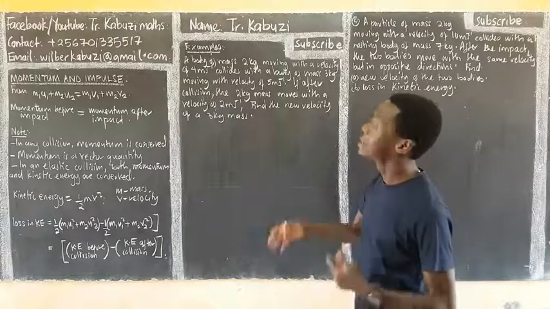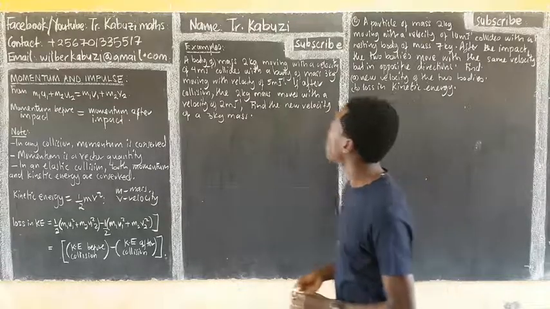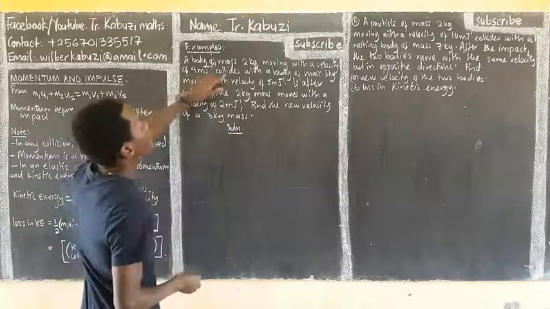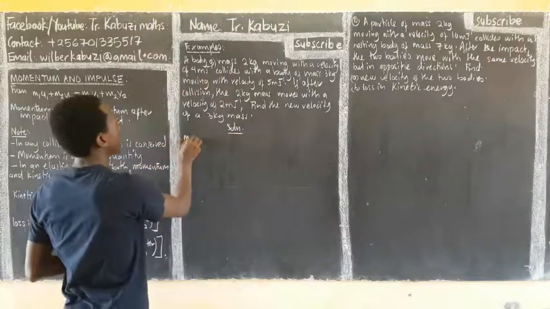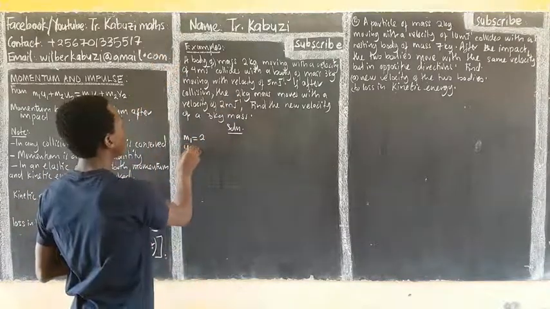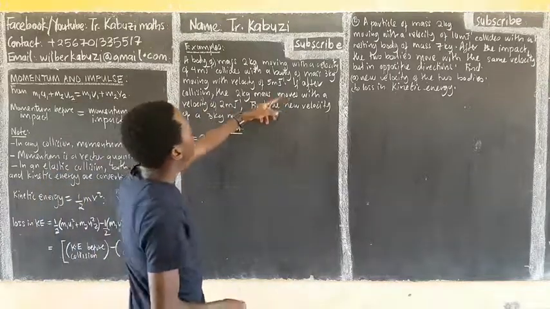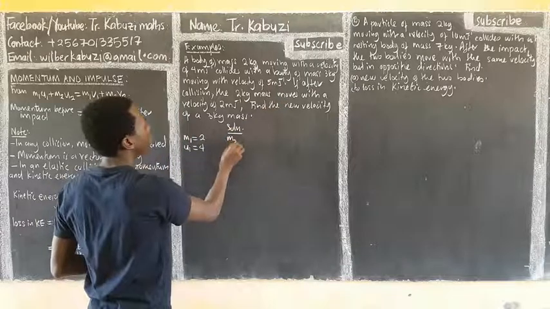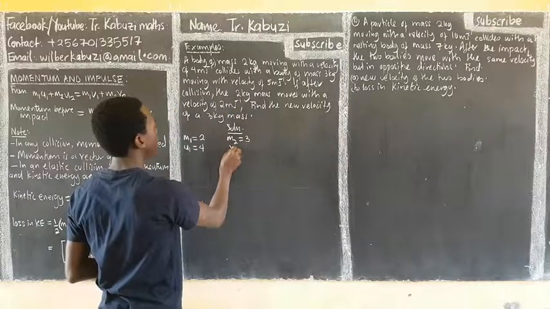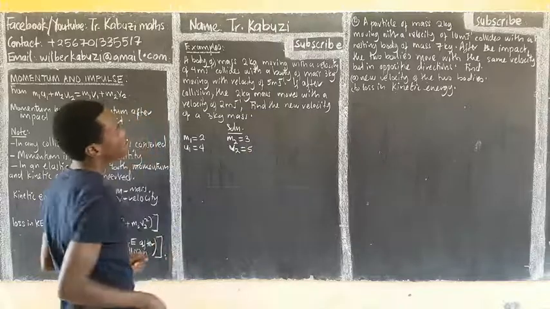This is what we expect. A body of mass 2 kilograms, so we have m1 equal to 2, moving with an initial velocity u1 equal to 4, collides with another body of mass m2 equal to 3, moving with a velocity of 5. So our u2 here is going to be 5. Of course, these are meters per second.